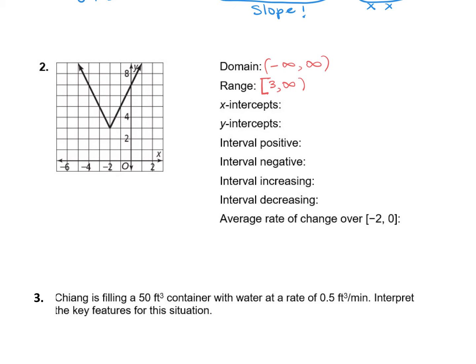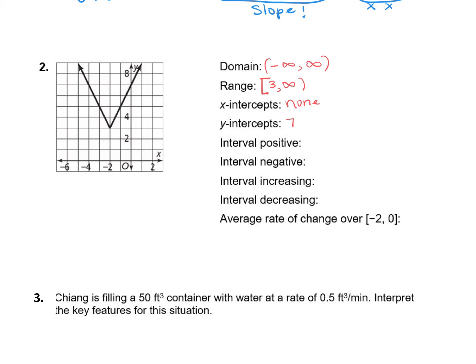All right, x-intercepts, where is our v crossing the x-axis? It's not, so we are going to say there are none. No x-intercepts. All right, y-intercept, where are we crossing the y-axis? Up there at a +7.